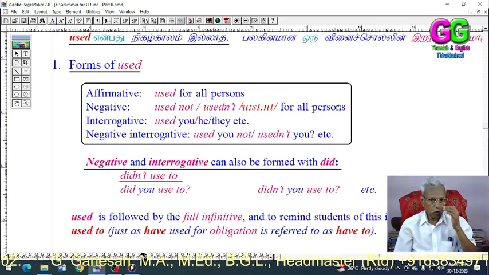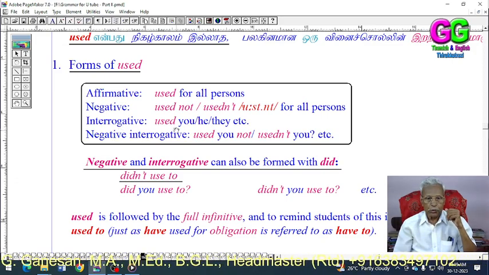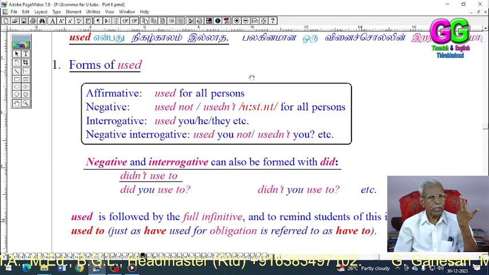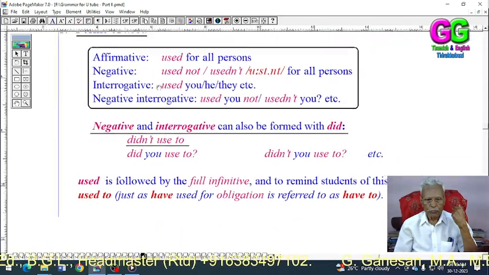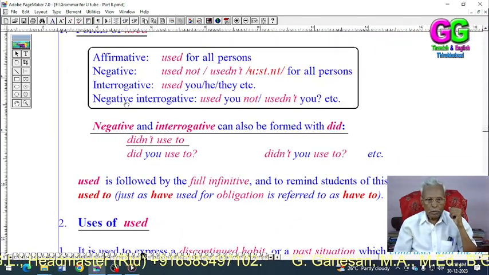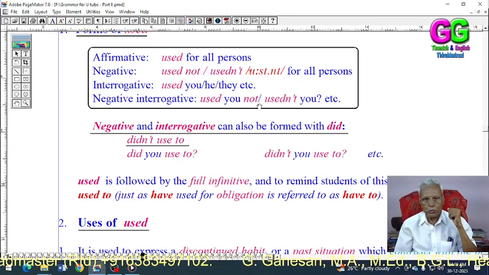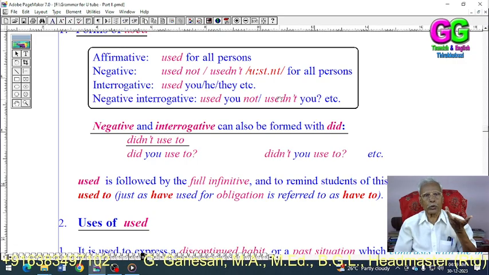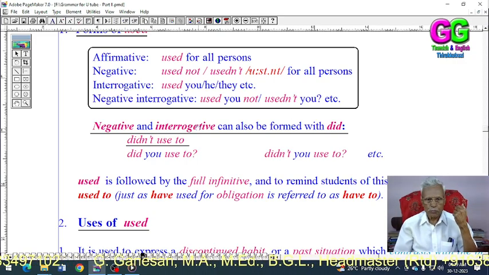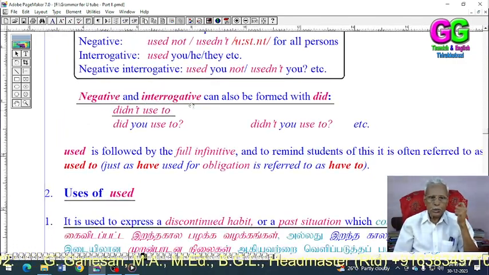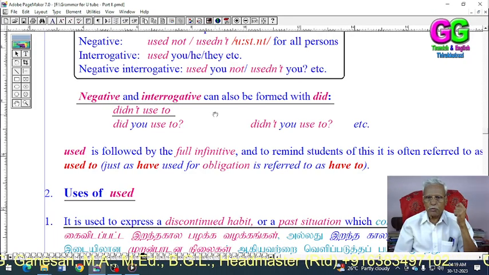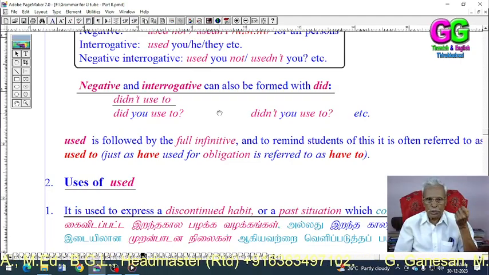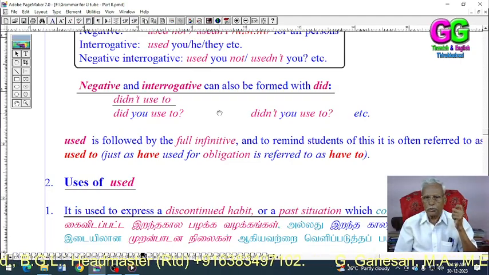Interrogative: used you, used he, etc. Negative interrogative: used you not, or usen't you, for all persons. Negative and interrogative can also be formed with did.